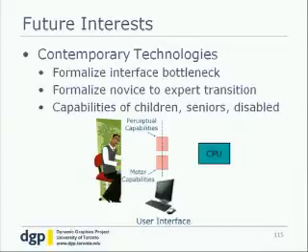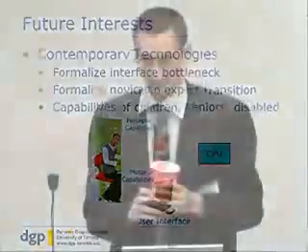My future interests have this same branching into contemporary and future technologies. I'd like to continue working with both. So with contemporary technology, I'd like to look at formalizing this interface bottleneck that occurs when using systems. The better we can understand and model this bottleneck, the better we can understand what is truly efficient and optimal interactions.